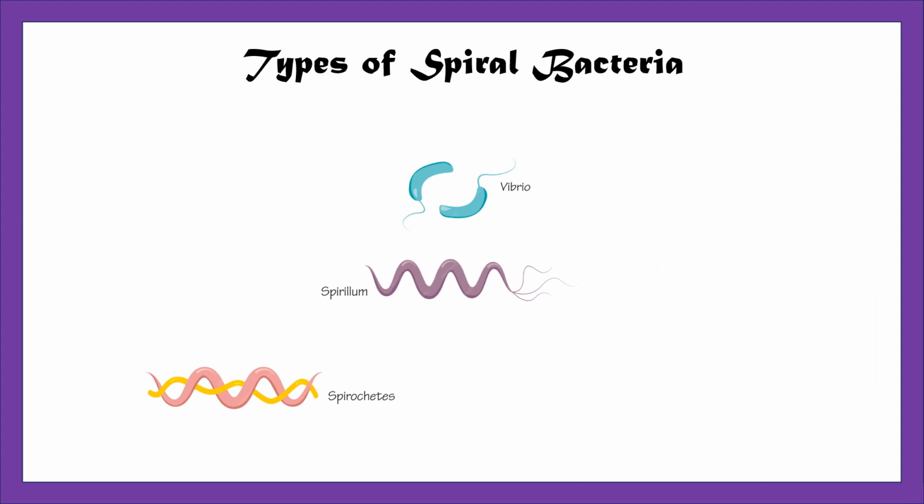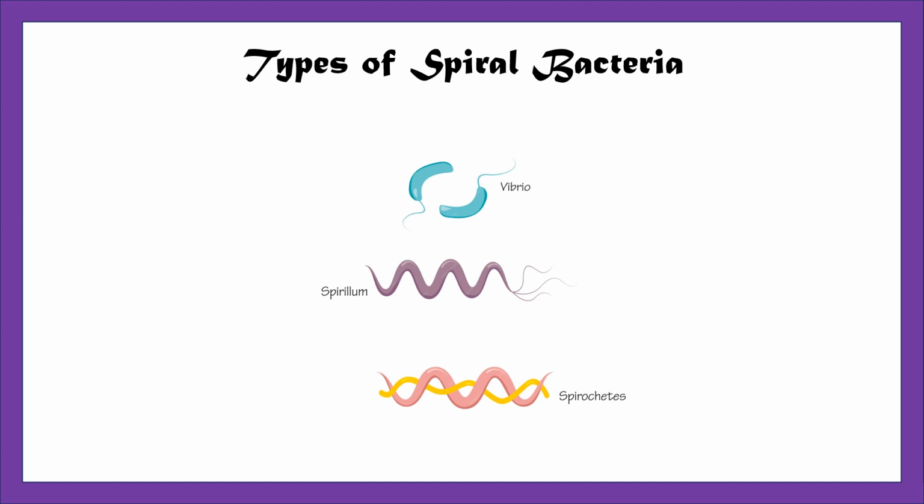Move to the types of spiral bacteria. They are Vibrio, second one is a Spirillum, and third one is a Spirochete.